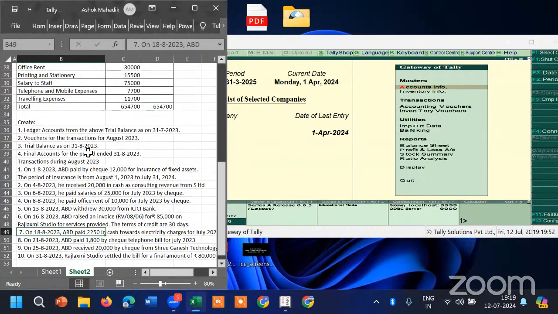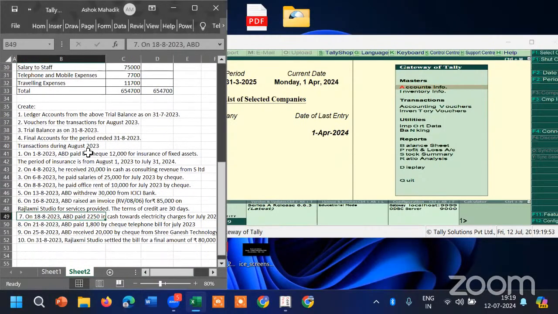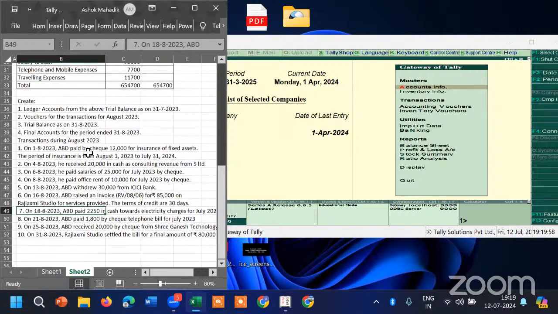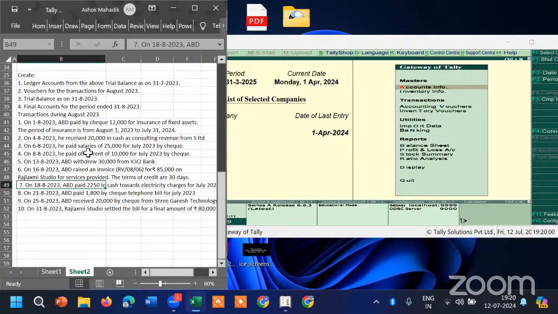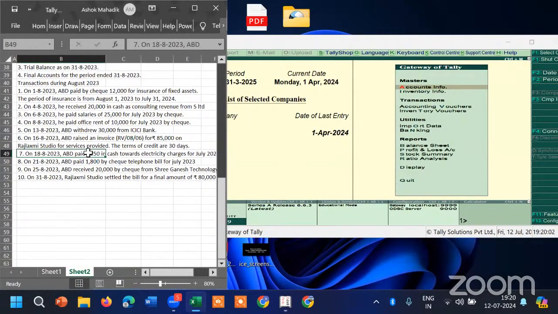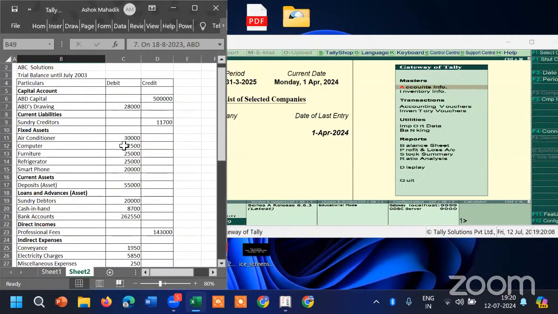Below that, we are asked to create ledger accounts, enter the vouchers, and make a new trial balance as on 31st August, and final accounts thereafter. The adjustments are given. Around 10 adjustments are there. So this sum will cover posting of trial balance items after creating those ledger accounts, solving the adjustments, and generating reports like trial balance, P&L account, and balance sheet. Okay, so let us begin.